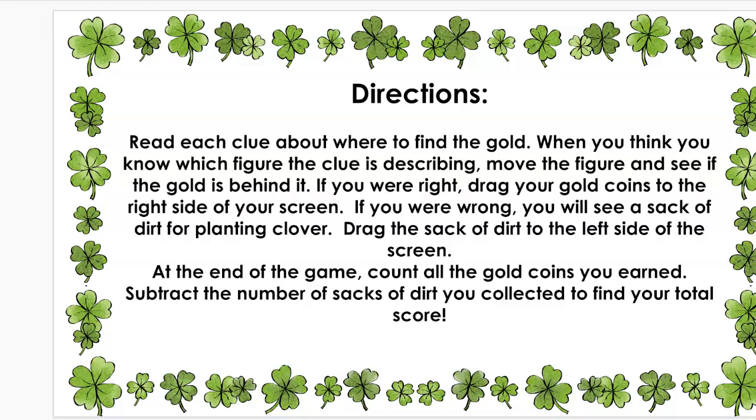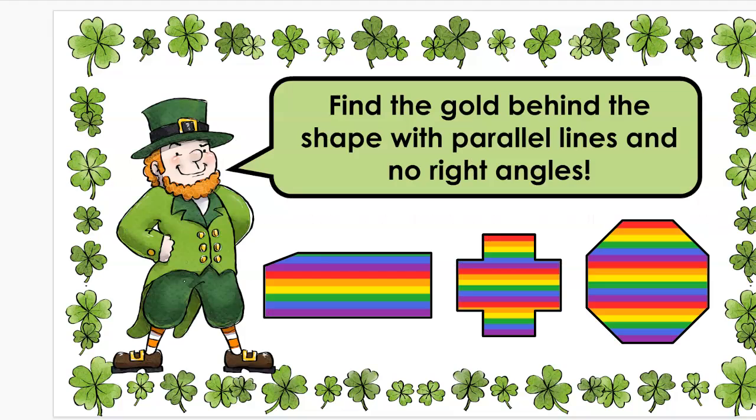If you are wrong, you'll see a sack of dirt for planting clover. Drag the sack of dirt to the left side of the screen. At the end of the game, count up all the gold coins you earned. Subtract the number of sacks of dirt you collected and find your total score. Alright, so let's try out one of these slides.